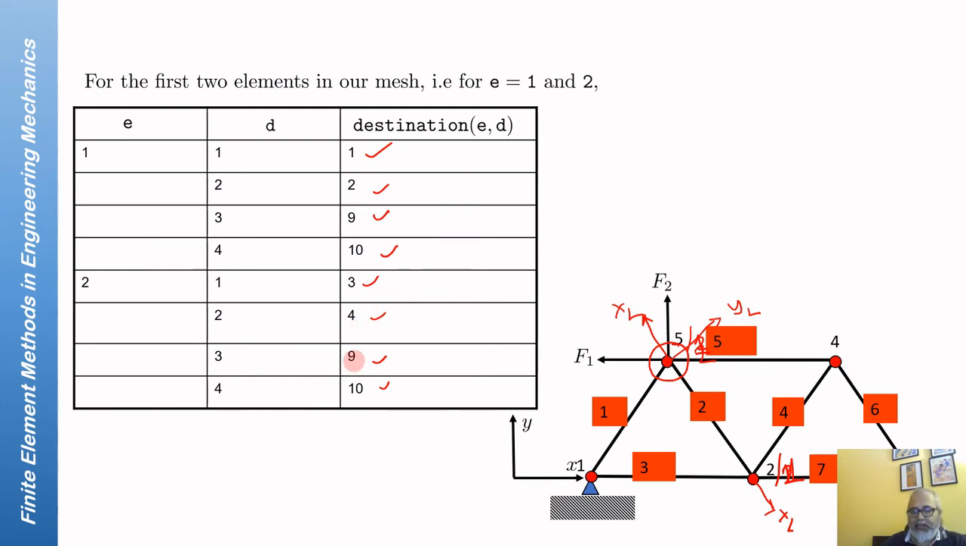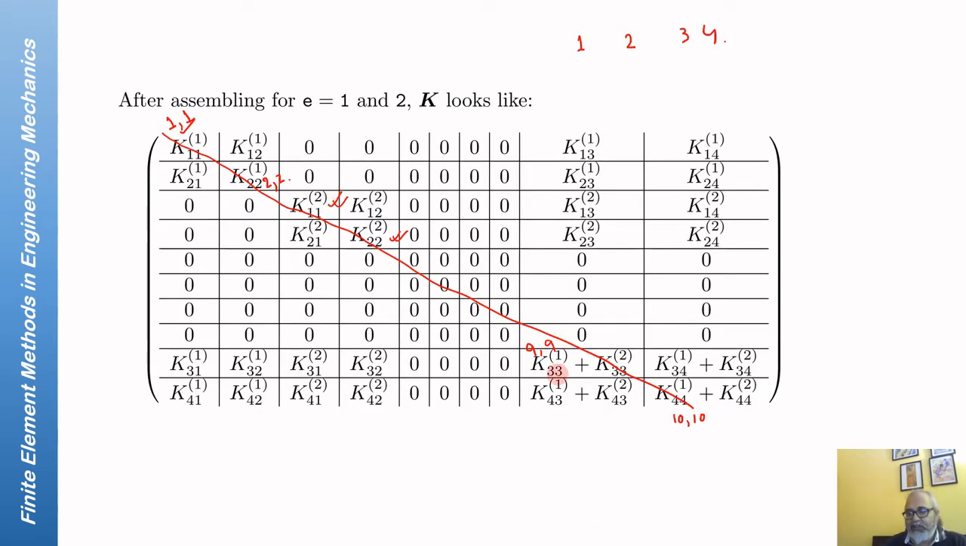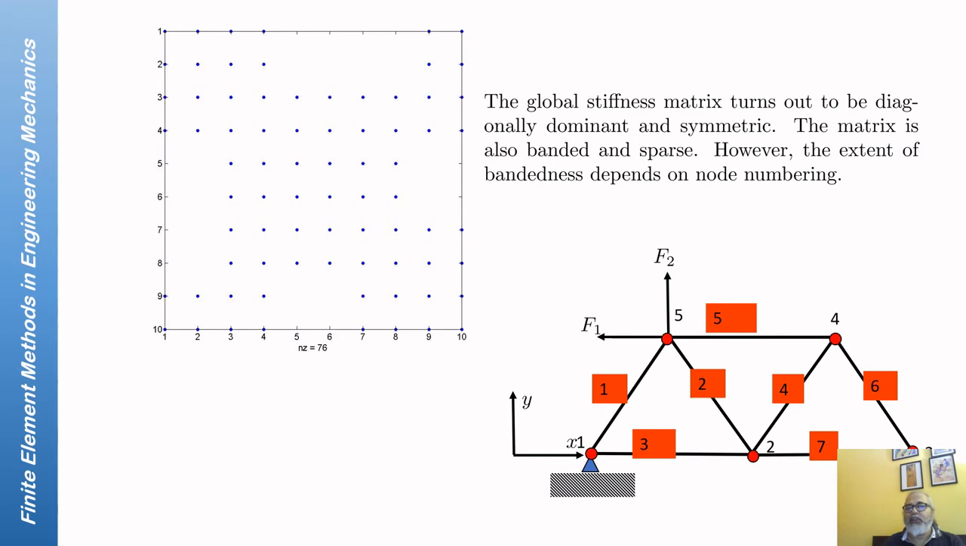Then 3, 3 goes to 9, 9, but 9, 9 already has a contribution from element number 1. So you will have things adding up there. So this is the 3, 3 contribution from element number 1, and this is the 3, 3 contribution from element number 2. 4, 4 also will have contributions from both element number 1 and element number 2, and that's also shown here. You can carry this out and you can complete the assembly for all 7 elements in the mesh, and then you will have a full global stiffness matrix that will look like this.